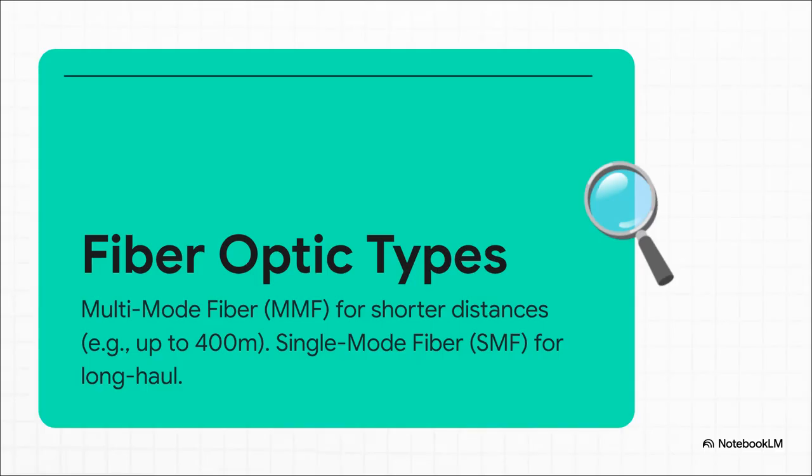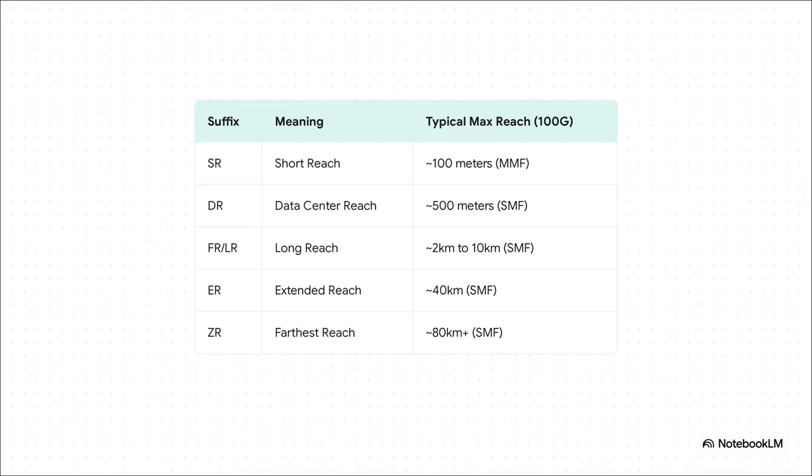Now you might think fiber is just fiber, but nope. Even here, there are 2 main flavors. You've got multimode fiber, or MMF, which is perfect for shorter runs inside a building or a data hall. Think up to a few hundred meters. For the really long distances, though, you'll need single-mode fiber, or SMF, which can send a beam of light over incredible distances.